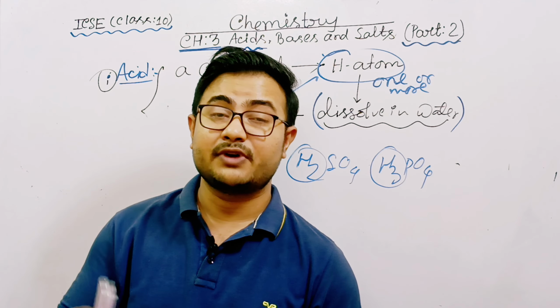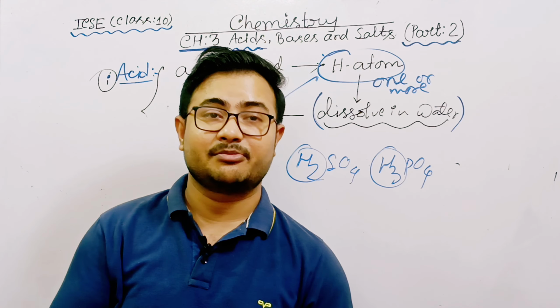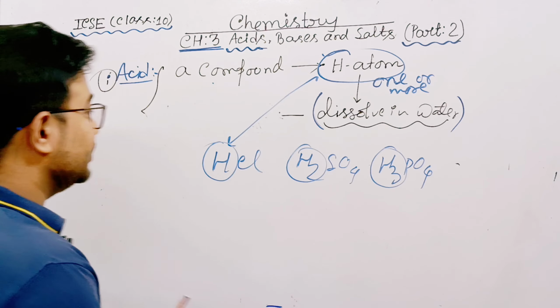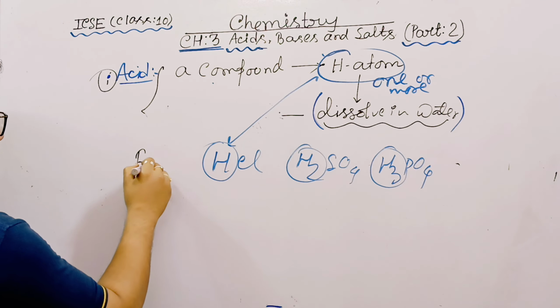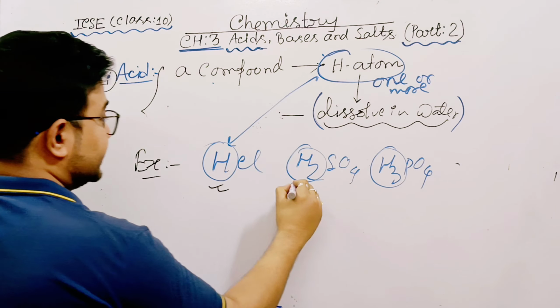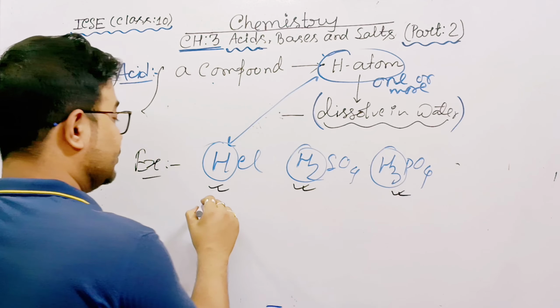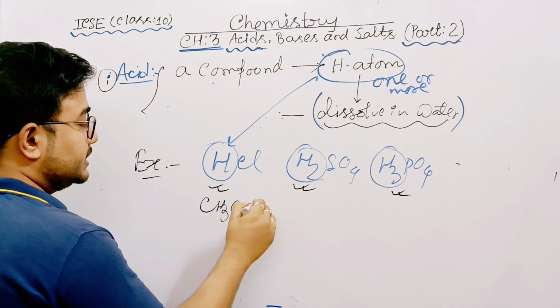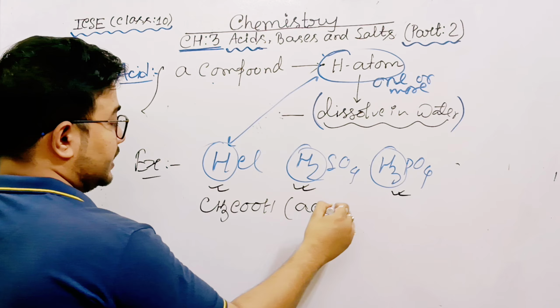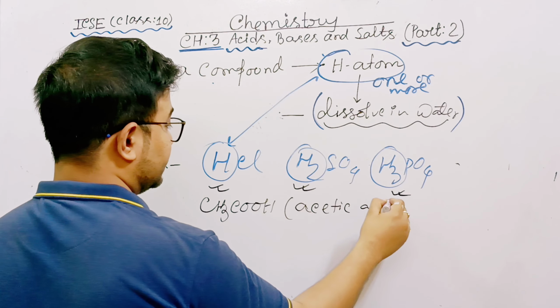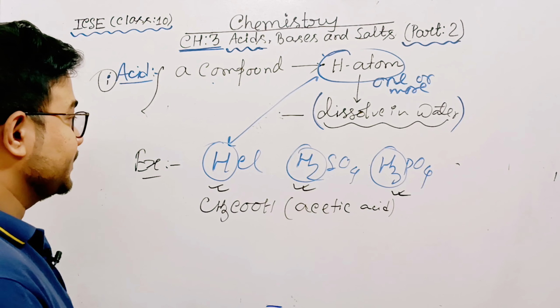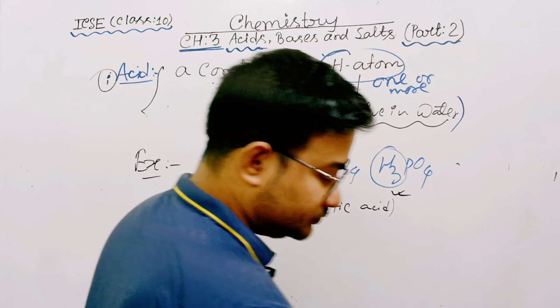If this question comes, define acid, don't only give the definition. Along with the definition, you have to give an example, at least one. So examples of an acid are hydrochloric acid, sulfuric acid, nitric acid. You can give CH3COOH, the name is acetic acid. Okay, so many examples are there. Understand? So done. Okay.